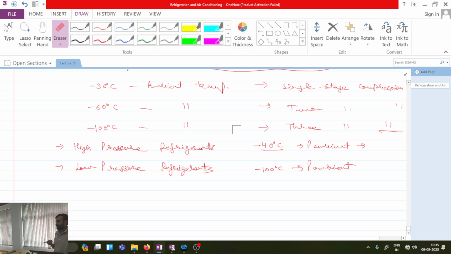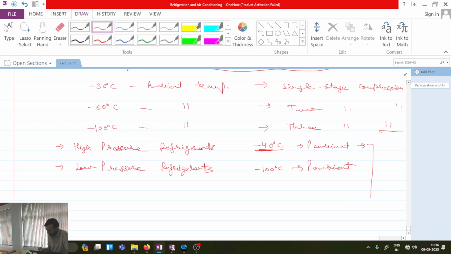Here I made a mistake. Okay. So boiling point is minus 40 degrees Celsius. If I am going to minus 20, what I am doing? I'm decreasing boiling point or increasing boiling point? Please tell me. Increasing boiling point. Okay, so if it has to work at -20, of course pressure will be increasing.